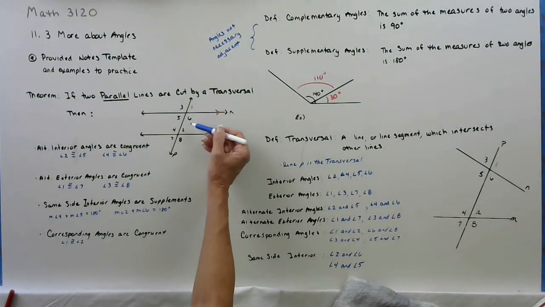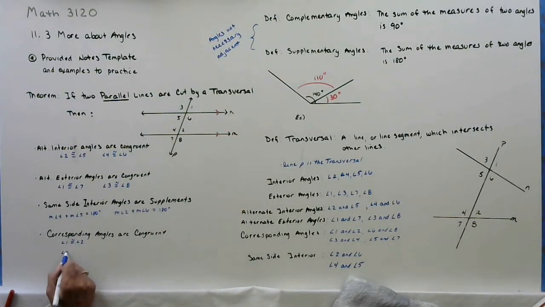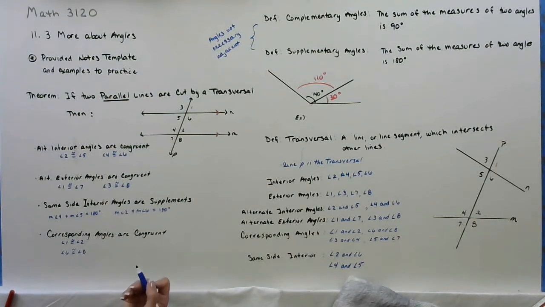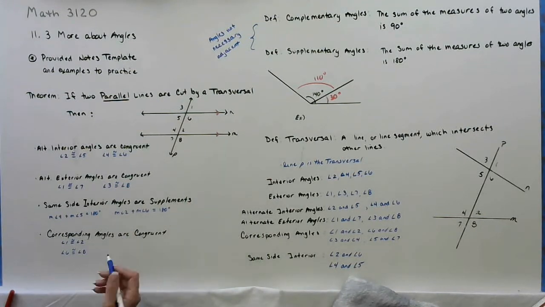Looking on the right side, I can see that angle 6 is sitting in the same location as angle 8, so they're congruent if the lines are parallel. And you finish out with the other two sets, if the lines are parallel.